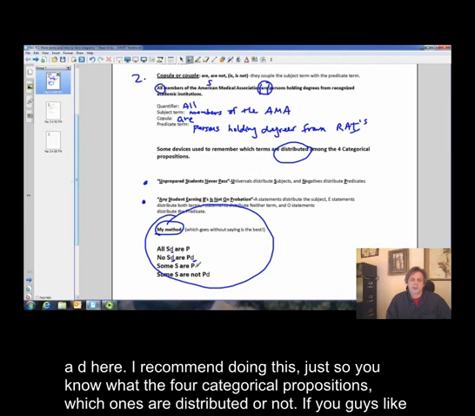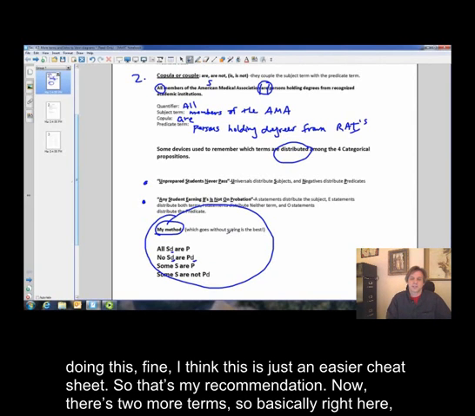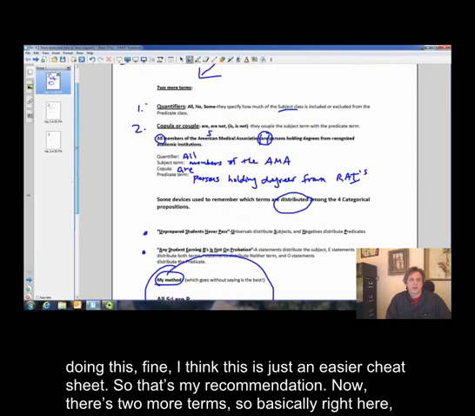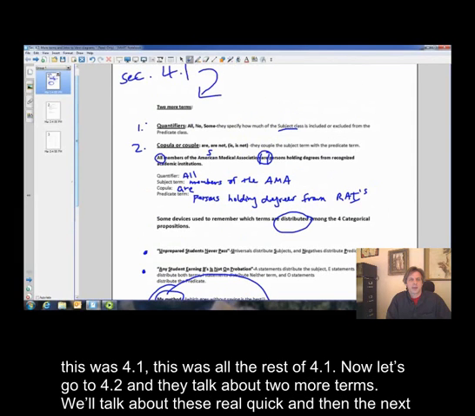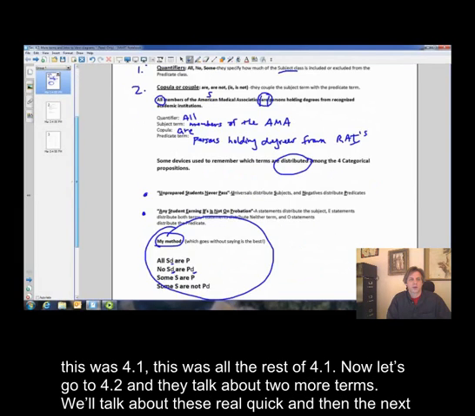So I recommend doing this, just so you know with the 4 categorical propositions which ones are distributed or not. If you guys like doing this, fine. I think this is just an easier cheat sheet. Okay, so that's my recommendation. Okay, now there's 2 more terms. So basically right here, this was 4.1. Okay, this was all the rest of 4.1.